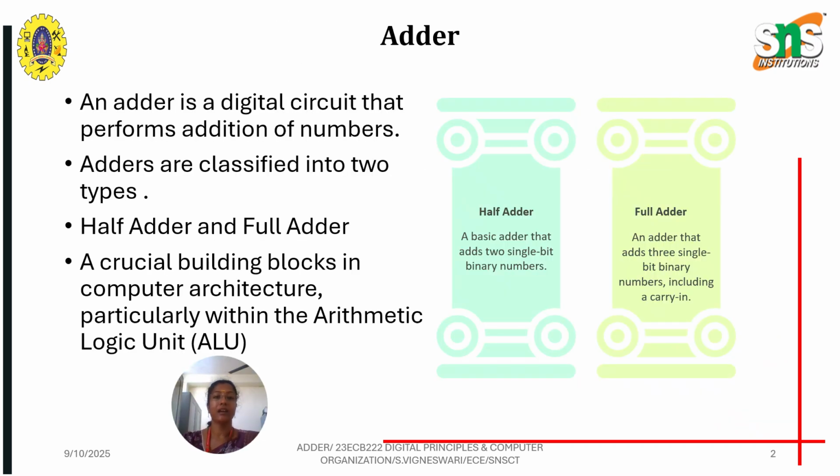So basically an adder is a digital circuit that performs the addition of numbers. It performs the addition of numbers that can be either two single bit numbers or multi-bit numbers also. These adders have been classified as half adder and full adder, and further we have a ripple carry adder and multi-bit adders also. So today we are going to look only at the half adder and the full adder part.